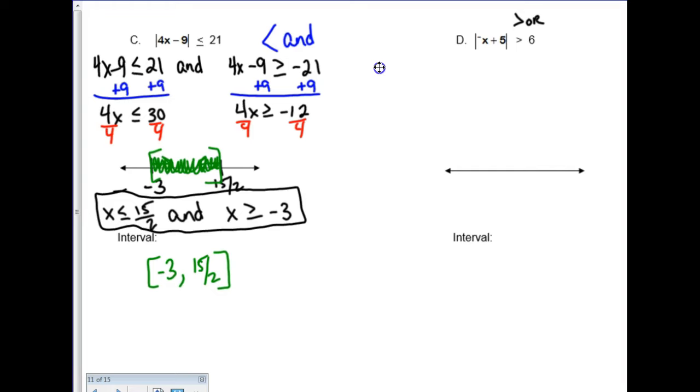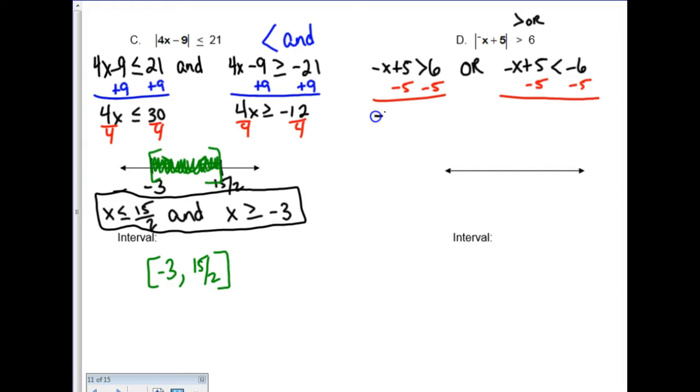So my first problem I have to solve is negative x plus 5 is greater than 6. So just took the bars off. Or negative x plus 5 is less than negative 6. All right, subtract 5. I'm going to simultaneously solve them just so I don't just keep switching colors. All right, be careful here. You still have a negative x is greater than 1, or a negative x is less than negative 11. Still have a coefficient on the x, so we have to divide by the negative 1.